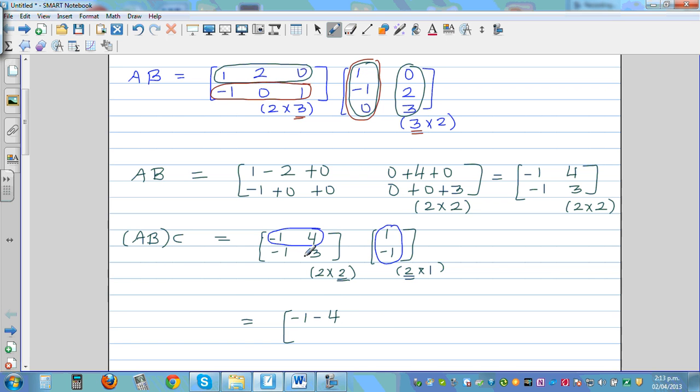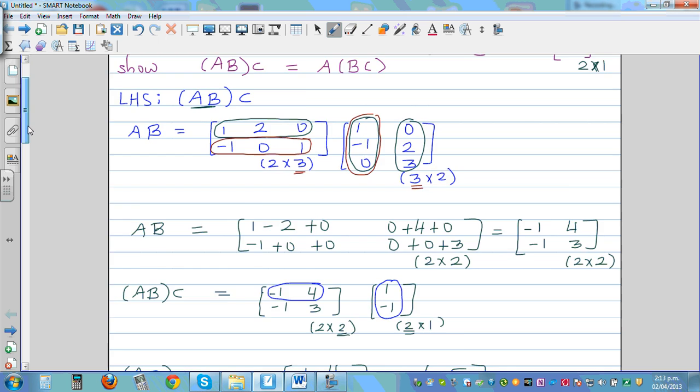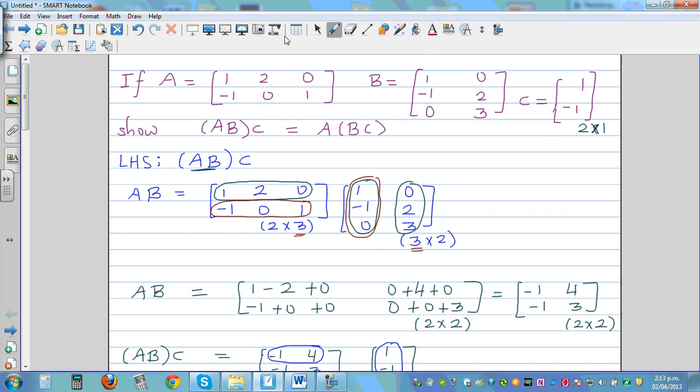And then you got the second row, and you got only one column here. So this is negative 1 take away 3. So this is a 2 by 1 matrix, which is negative 5, negative 4. So you can say AB times C is negative 5, negative 4. So let me save this. Let me copy this.